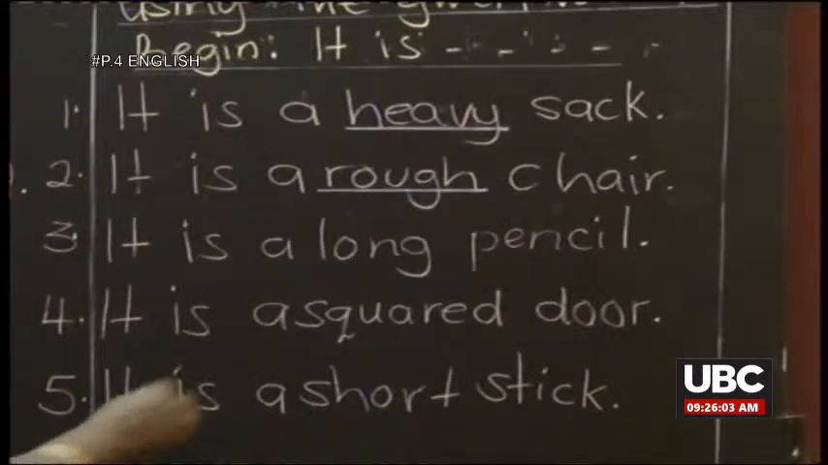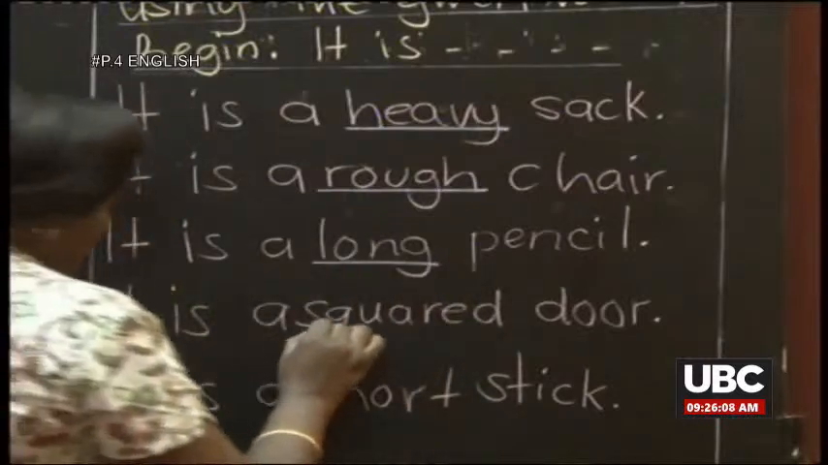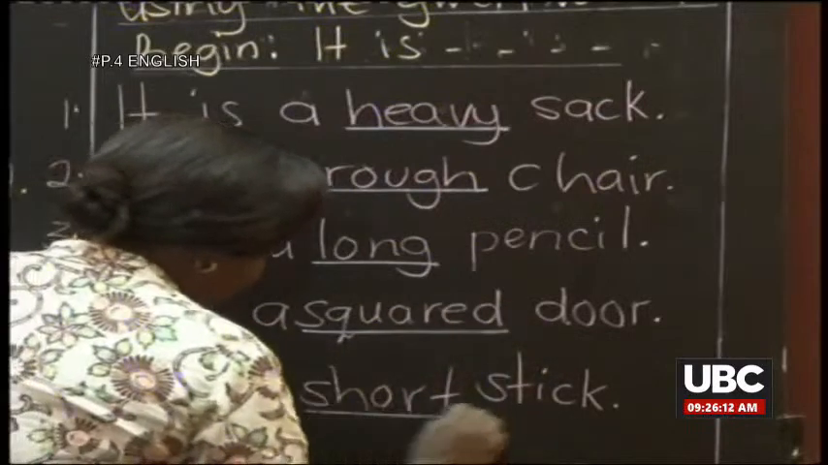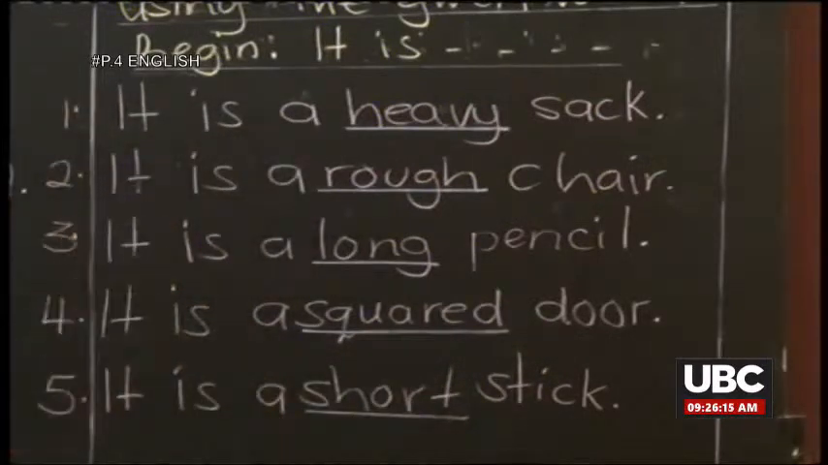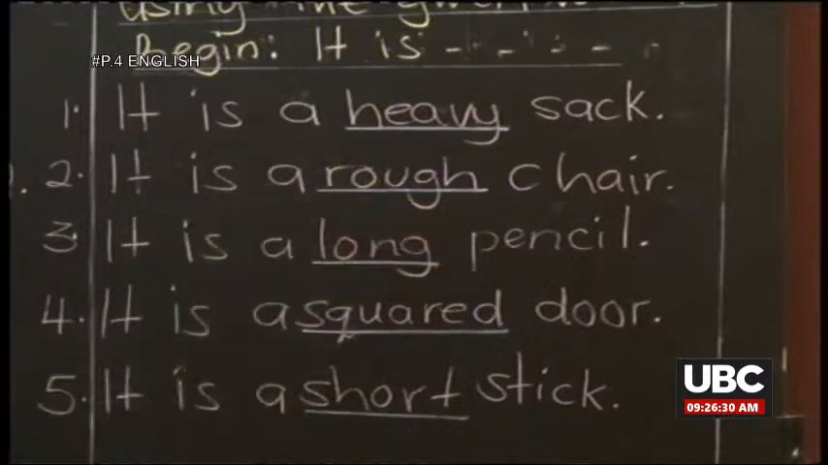Our next word, we looked at the word long, next, squared, and also short. All our adjective words come from the category we gave, what we consider when we are describing the objects, when we are describing the nouns which are our objects, not people. So all these words came from our list.